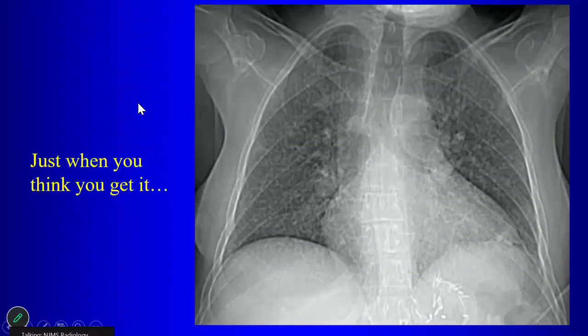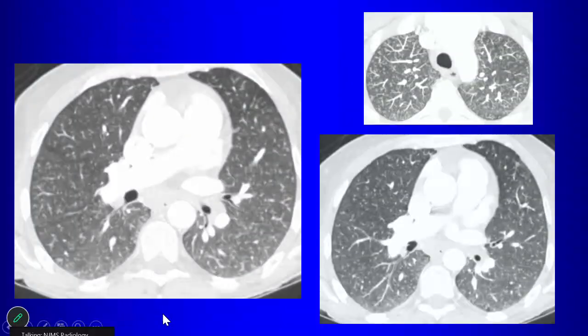Just when you think you understand all this stuff, you might come across a case like this. So the finding here is diffuse, well, which is it? Is it mostly nodular, reticular? I mean, reticular nodular is not a bad description. I think that's right, but there are lots of these small nodules here. Okay. All right, so here is the CT.